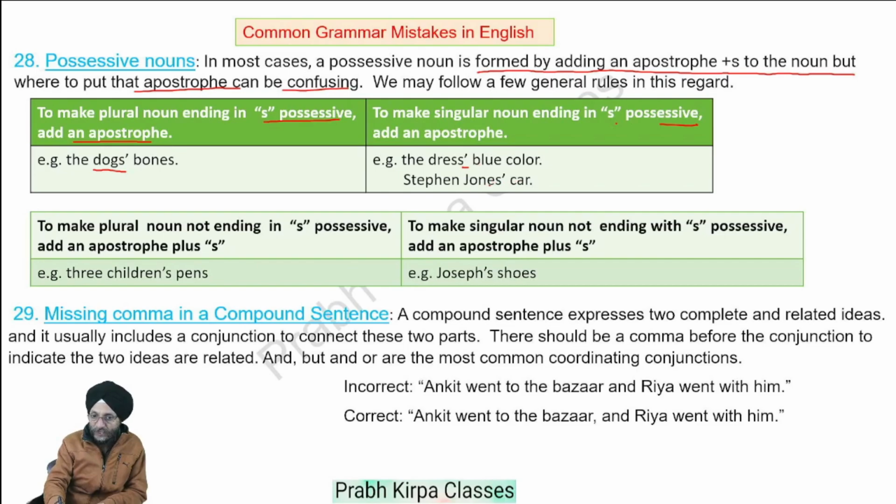Stephen Jones' car. Stephen Jones is the name of a single person. But as the name ends with s, we have simply added an apostrophe to make it a possessive noun.